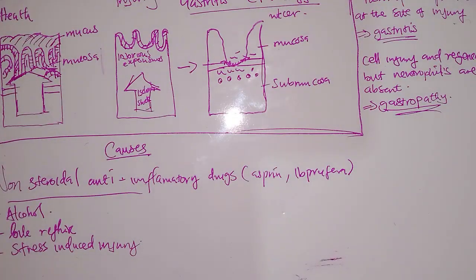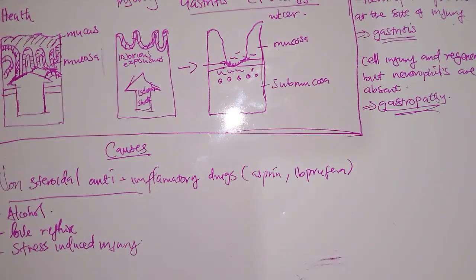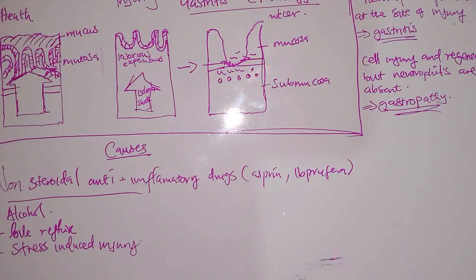Whenever we talk about stress-induced injury, we are talking about those injuries that have a trauma effect, meaning you have been in an accident that, in short, stresses the stomach lining. So these are some of the causes which can cause gastritis. Now that you know what gastritis is and its causes, we are going to look at the pathogenesis of gastritis.